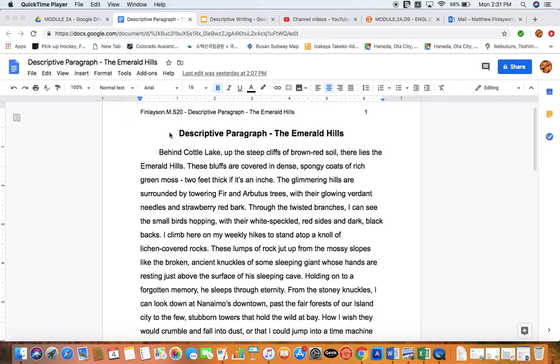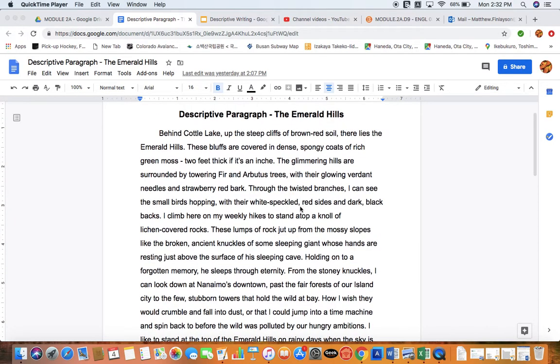And then as soon as I'm done that, I will do the exact same thing. I will actually demonstrate how I would go about first doing the planning, the visualization and planning, and then actually writing a paragraph. So let's kick right into it. I've written this example paragraph about one of Nanaimo's beautiful natural parks. It's a city park called Linley Valley, or Caudle Lake in Linley Valley, and I call that little area the Emerald Hills. So let's read through it.